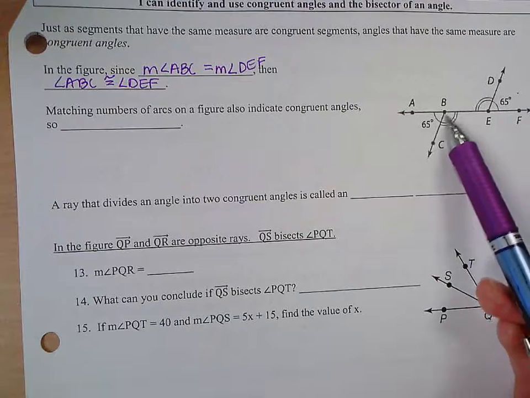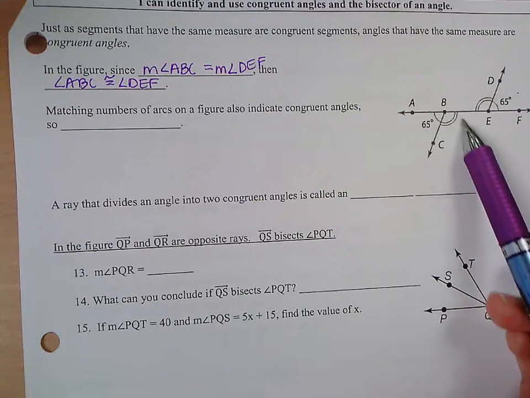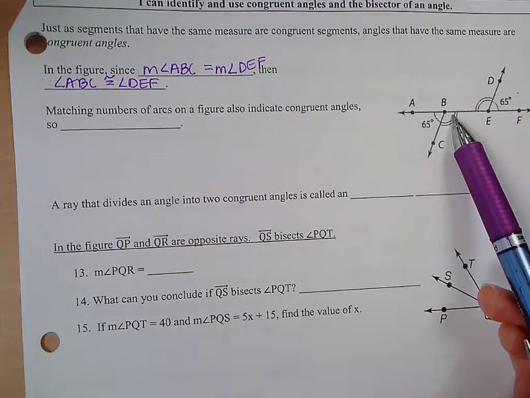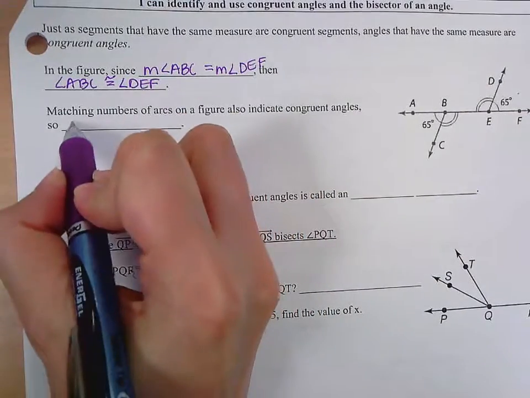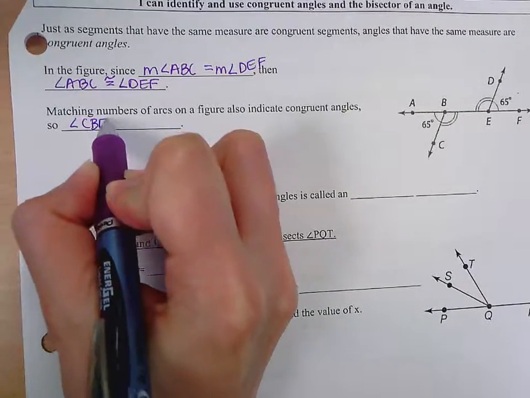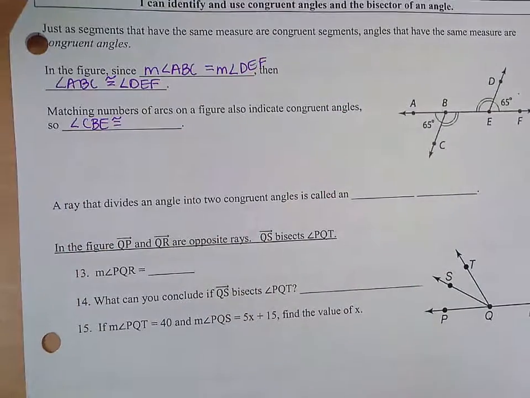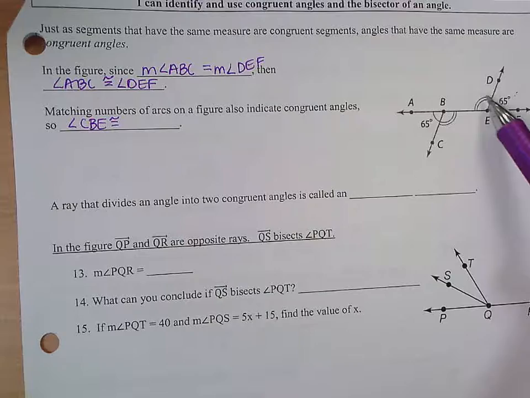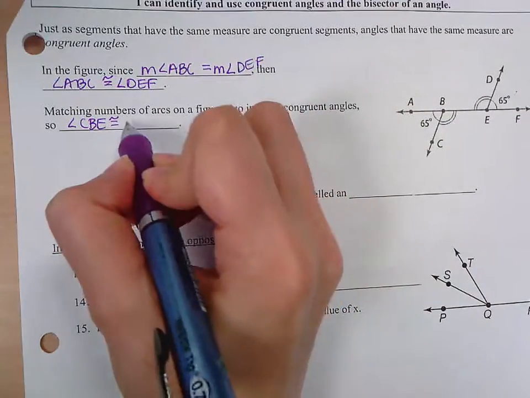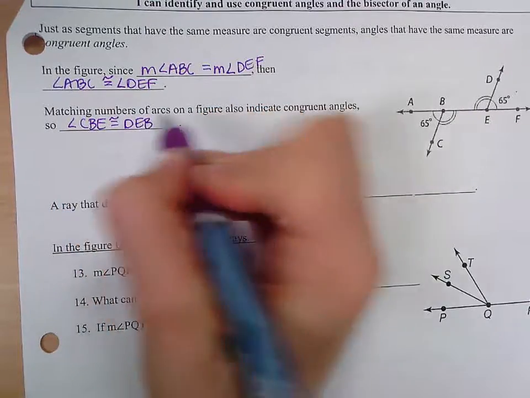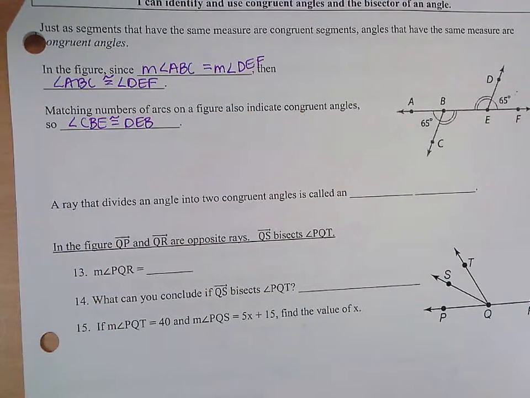What could I name this one here? What's a name for that angle? I heard CBE, so I can say angle CBE is congruent to, what about the other one? DEB. And know that both of those angles, there's other ways you could write those names too, because you have other points that you could use to name them.